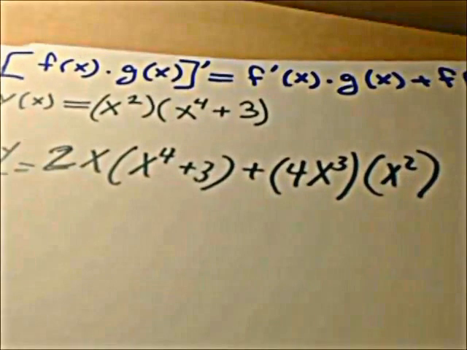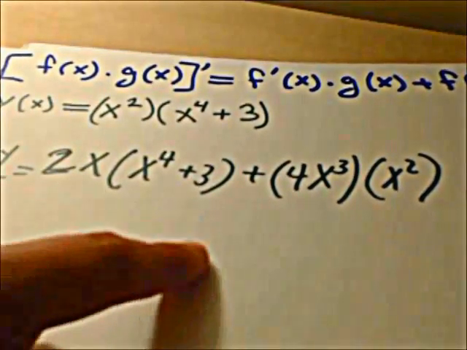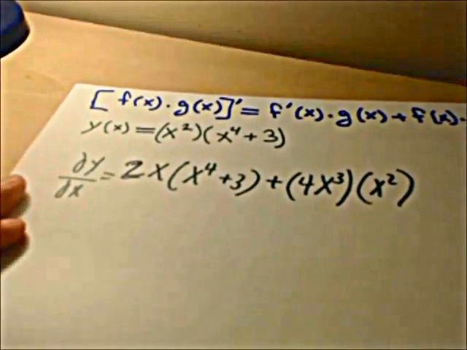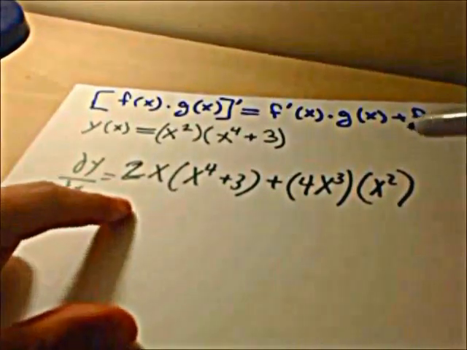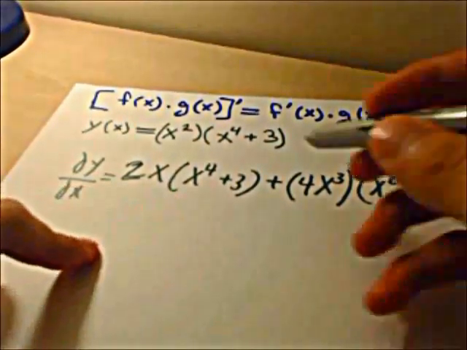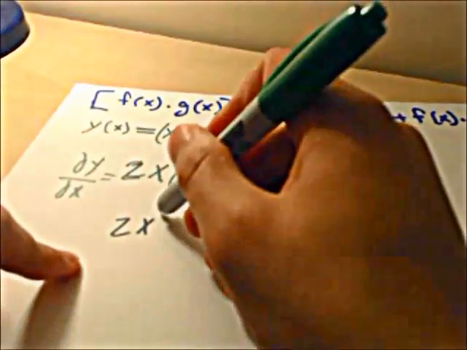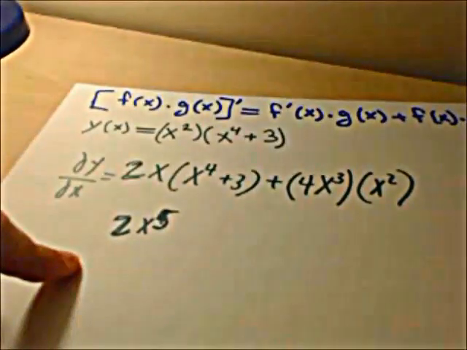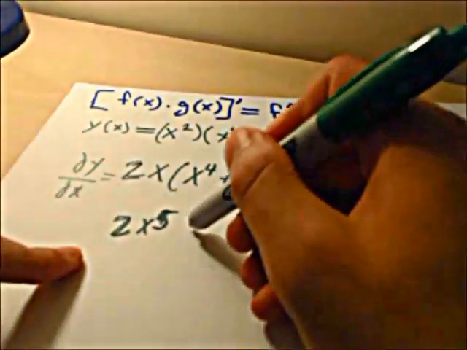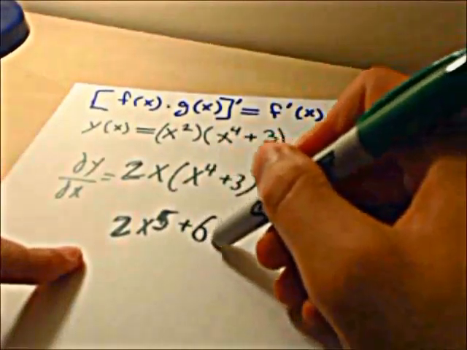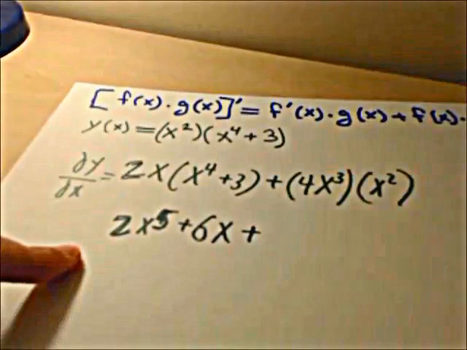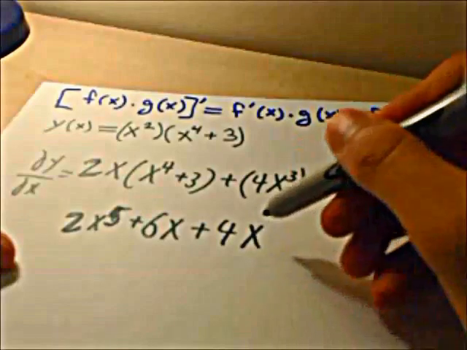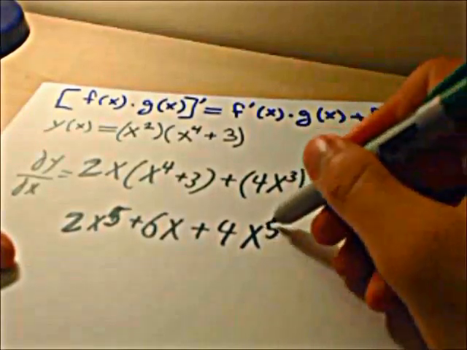So that's the derivative using the product rule. Now we just simplify it. Distribute 2x inside the bracket. That's going to be 2x times x to the power 4, which would be 2x to the power 5. 2x times 3 is 6x, plus 4x to the power 3 times x squared. We literally just add the powers together, so that's 4x to the power 5.